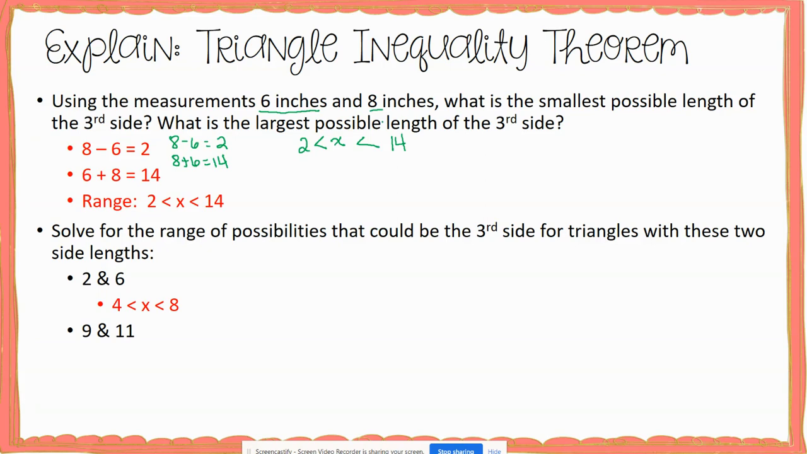For this problem, when I subtract 11 minus 9, I get 2. And when I add 9 plus 11, I get 20. This means that x could be anything between 2 and 20 without actually equaling 2 or equaling 20. So the range is 2 is less than x, which is less than 20. Now solve the last one.